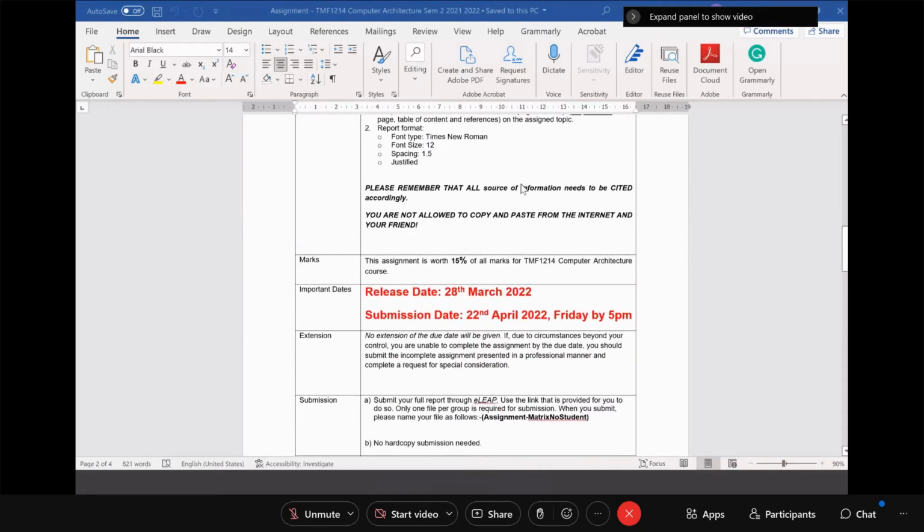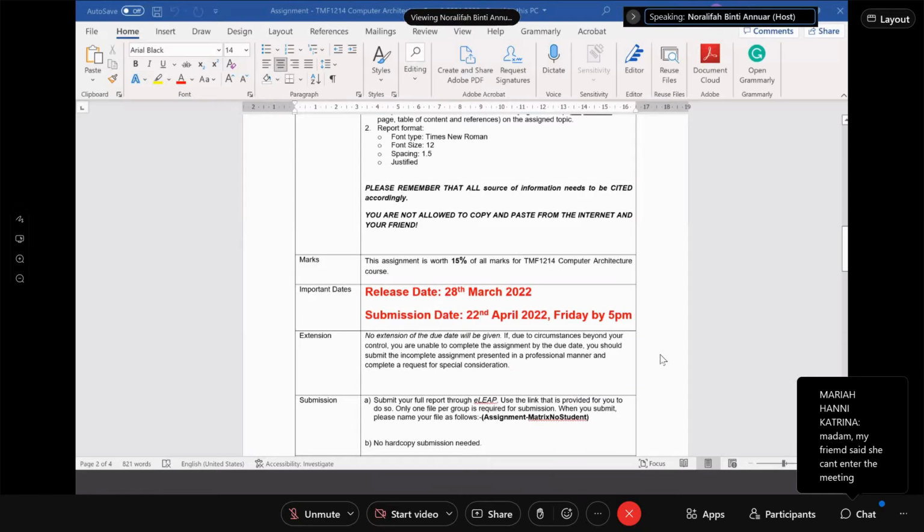Okay, and then marks. This will be worth 15%. Besar, maka ni 15%. Okay, 15% is quite high. The release date I supposed to, because we only have class today, so I release it today. Semalam pun dah bagi. So the due date is on 22nd.